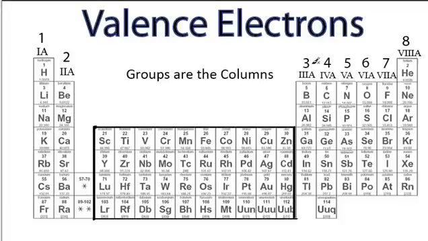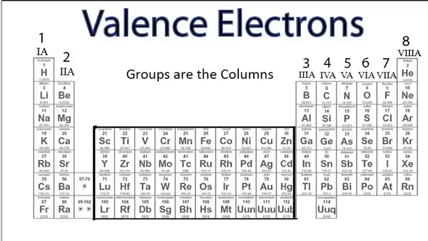Sometimes you'll see that group 3 has a 1 in front of it. It's called 13. We have 14, 15, 16, 17, and 18. You can still just think of this as 3 valence electrons, 4, 5, and so on. It's just another way that you see it written.